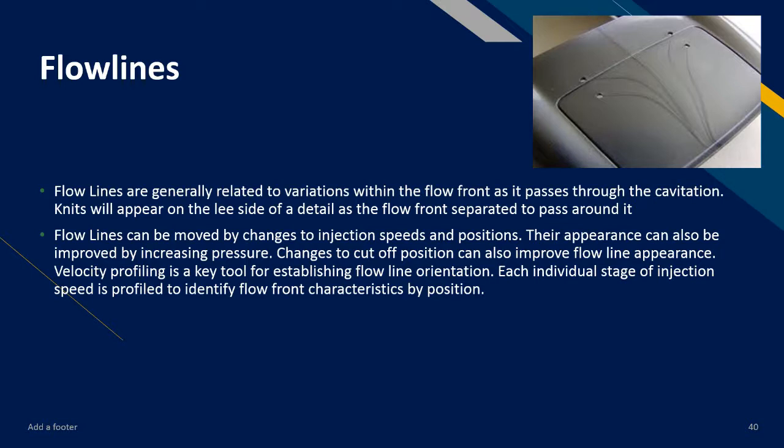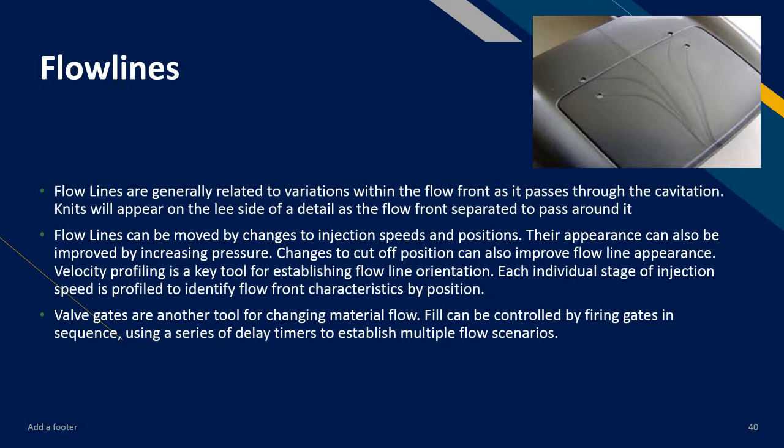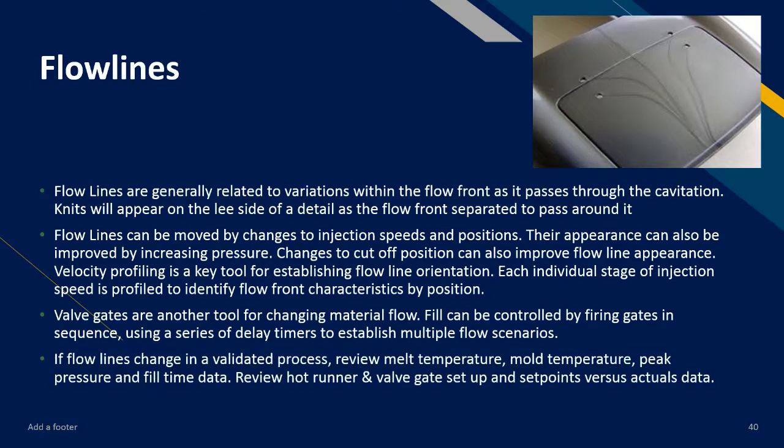Velocity profiling is a key tool for establishing flow line orientation. Each individual stage of injection speed is profiled to identify flow front characteristics by position. Valve gates are another tool for changing material flow. Fill can be controlled by firing gates in sequence using a series of delay timers to establish multiple flow scenarios. If flow lines change in a validated process, review the melt temperature, mold temperature, peak pressure, and fill time data. Also review your hot runner and valve gate setup and set points versus actuals data.